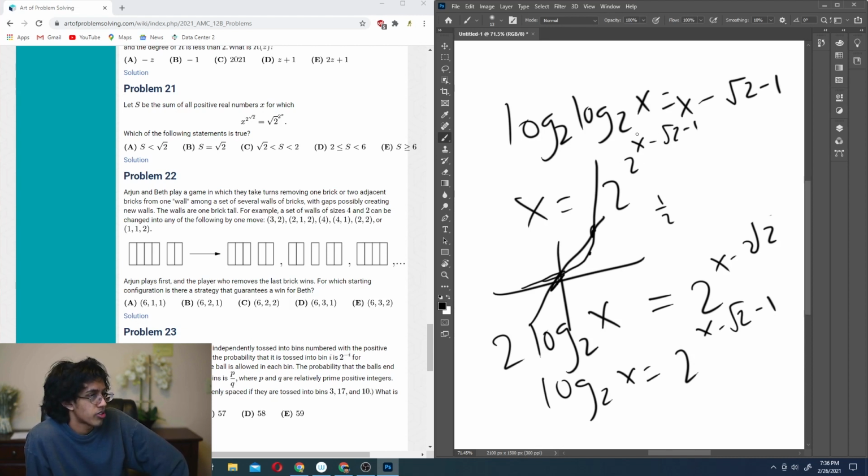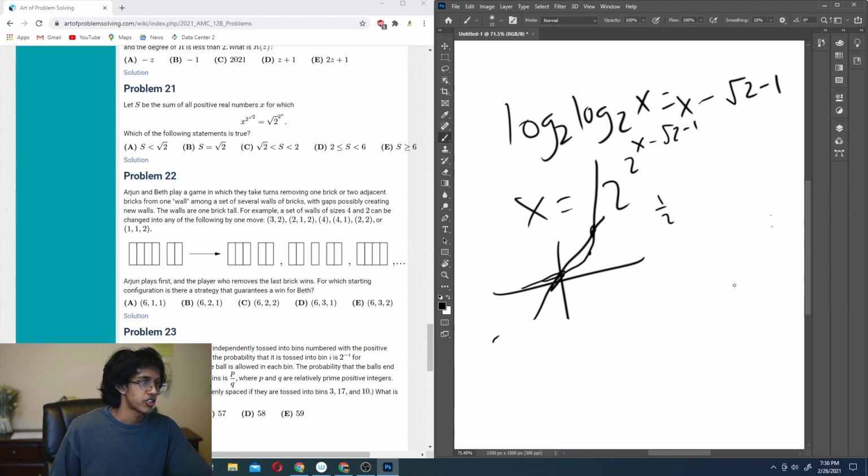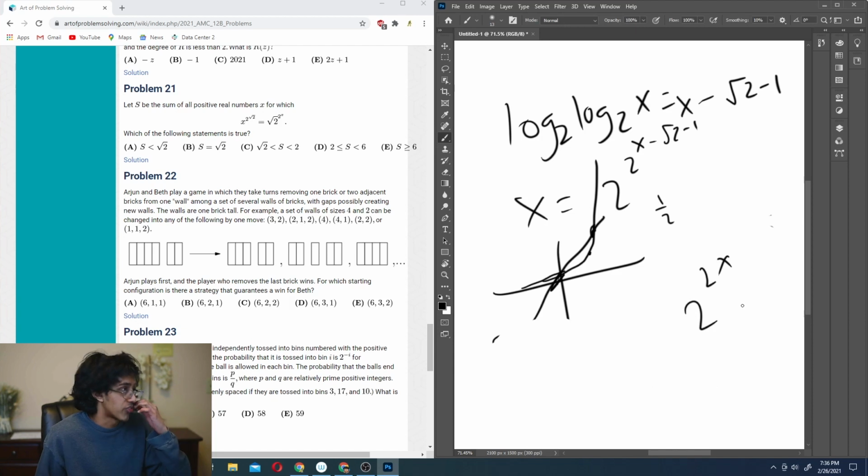So this is always going to be positive, right? So it's 2 to the positive some power. How does a double exponential even look? If we figure out how a double exponential looks, then we could figure this out. Okay, let's just try 2 to the 2 to the x, and then we can shift it as necessary.